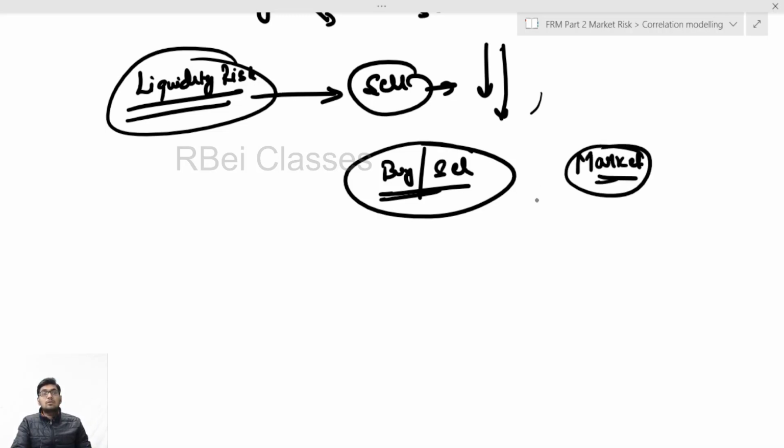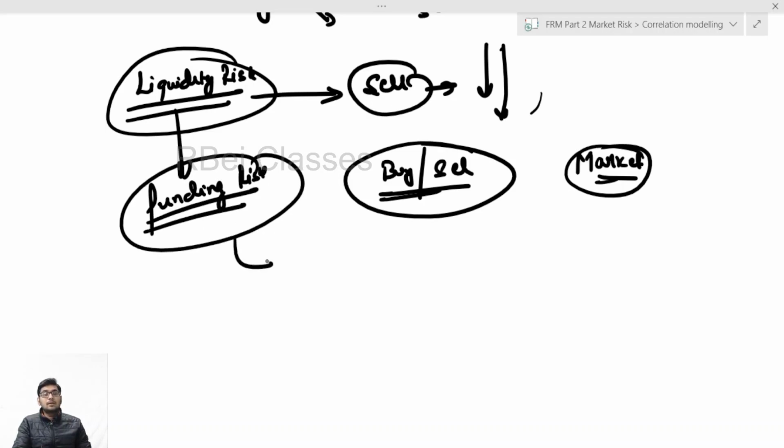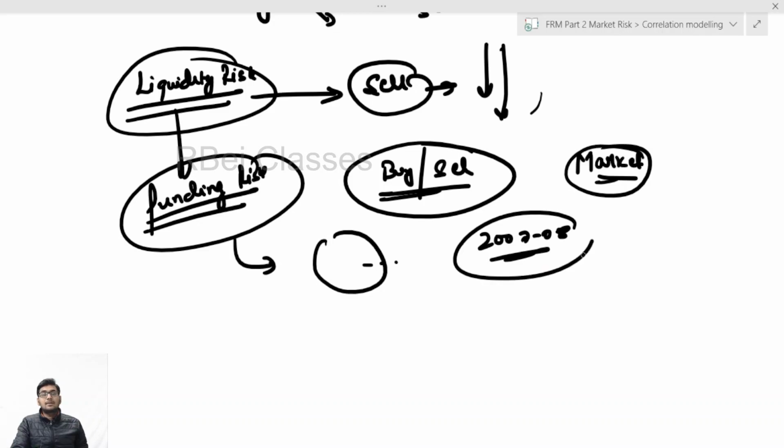There is one more type of liquidity risk, which we call funding risk. Funding risk means you want money from the market, but no one is ready to give you the money. You want money, but there is a scarcity of money in the market, no one will give you. In the 2007-08 financial crisis, what happened?